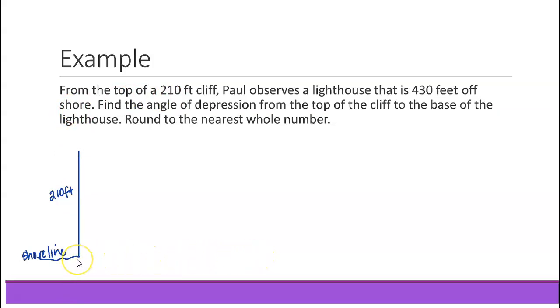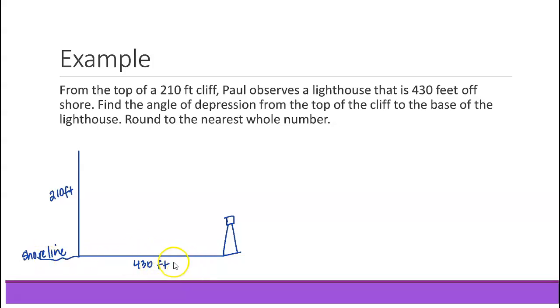So from the bottom of my cliff, again, this vertical line is the cliff, the lighthouse is going to be 430 feet off the shoreline. So I'm going to draw another line, this time a horizontal line, and say this is 430 feet away. That's where the lighthouse is. I will go ahead and maybe try to construct a little lighthouse. Again, we don't have to be artists here.